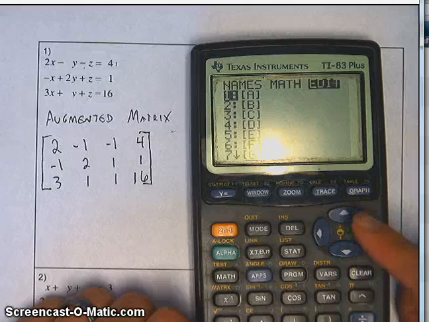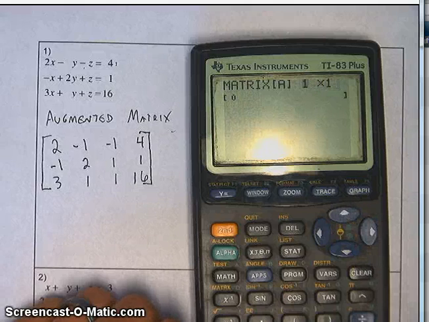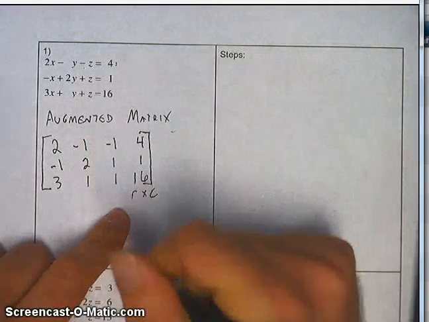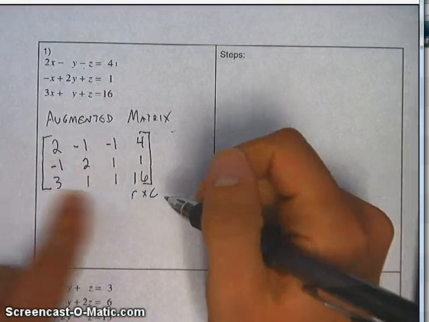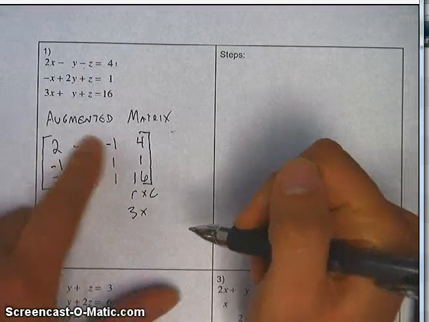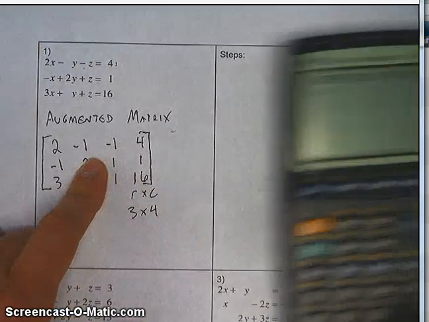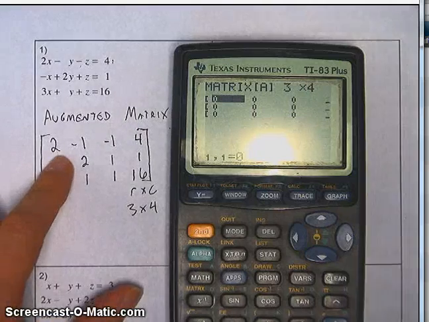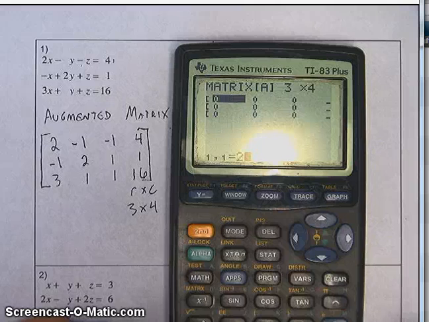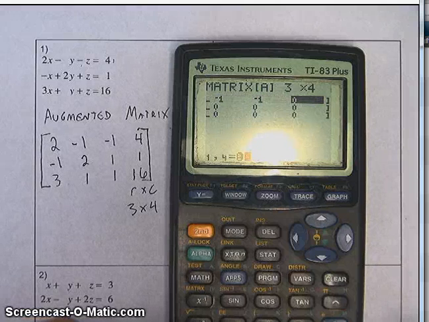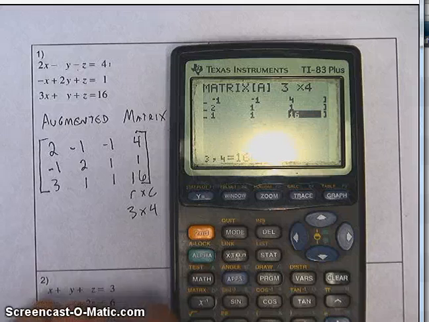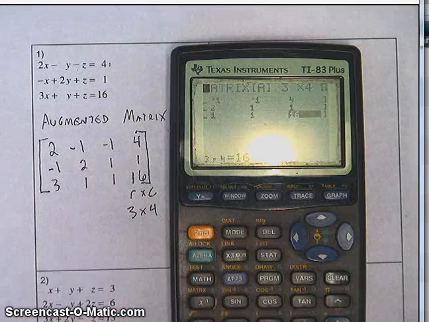We want to go over to edit. Now, it's asking me the dimensions of the matrix. Well, this matrix is row by column. So there are 3 rows for 3 equations, and there are 4 columns. So in the calculator here, I'm just going to type in 3 by 4. And I'm going to type in this augmented matrix just like I wrote it. So 2, enter, -1, enter, -1, enter, 4, enter, -1, enter, 2, enter, 1, enter, 1, enter, 3, enter, 1, enter, 1, enter, 16. And from here we go second quit.